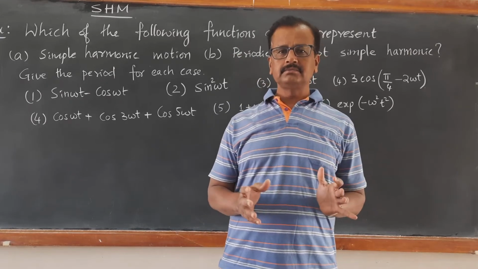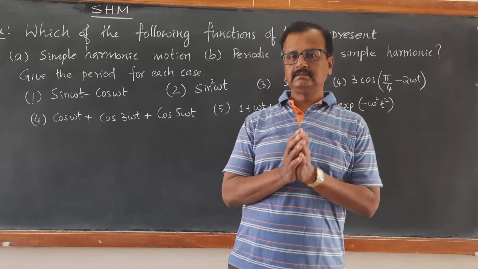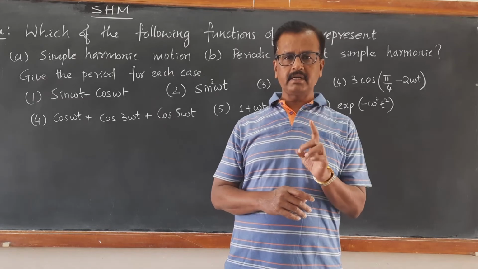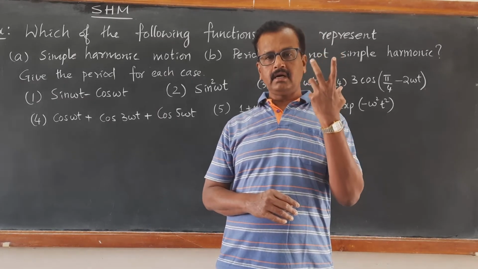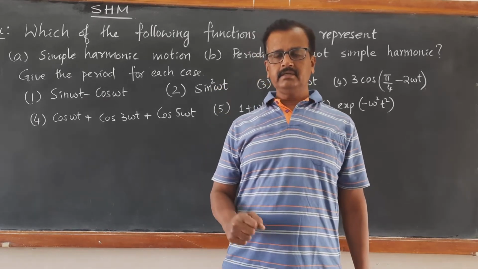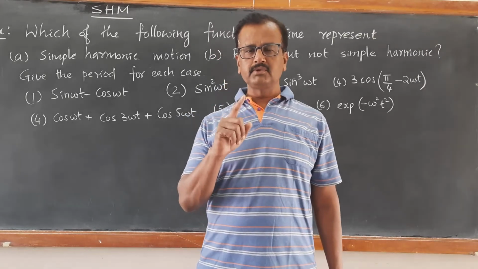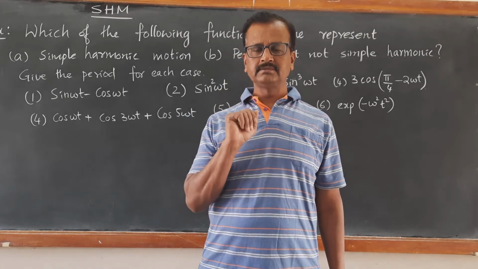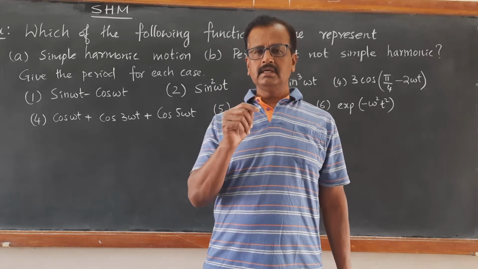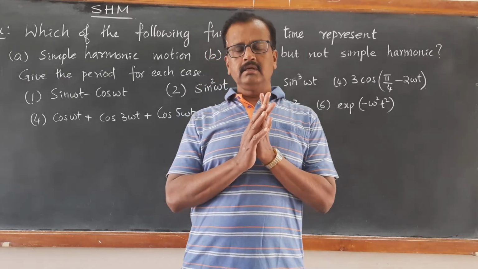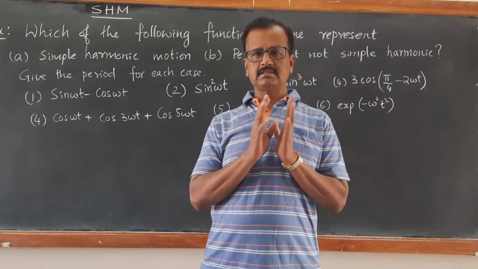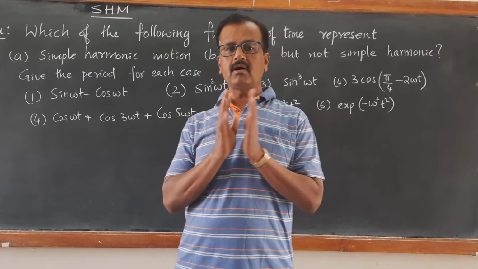Now we are going to do an exercise. From this exercise, we will come to know which of the functions are periodic and simple harmonic, and which of the functions are periodic but not simple harmonic. Okay. So we know oscillatory motion is a periodic to and fro motion. It should not only be periodic to and fro motion, it should also be a function in which the displacement is represented as cosine function or sine function. Then it is a simple harmonic motion.